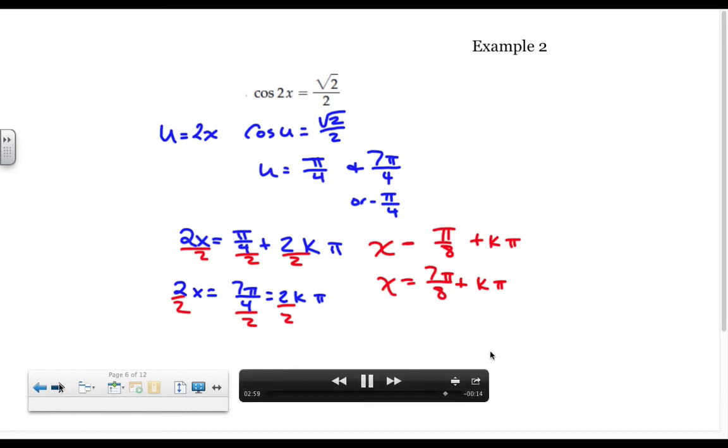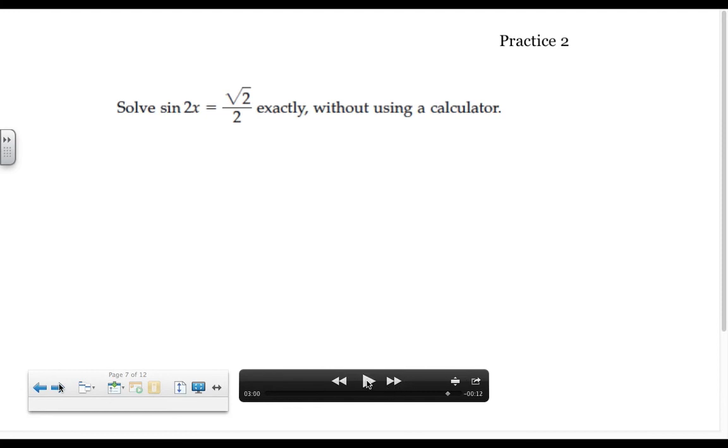Now you have a practice problem. So you're going to do the same thing here. Okay, this is using sine. I think actually the solutions are exactly the same.